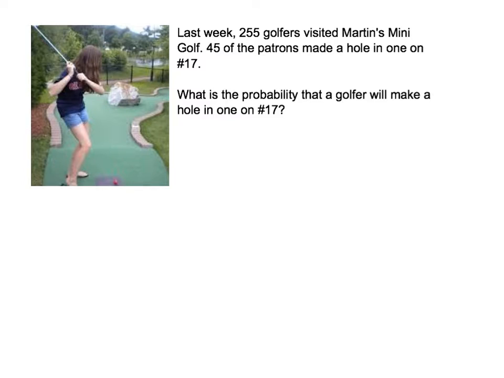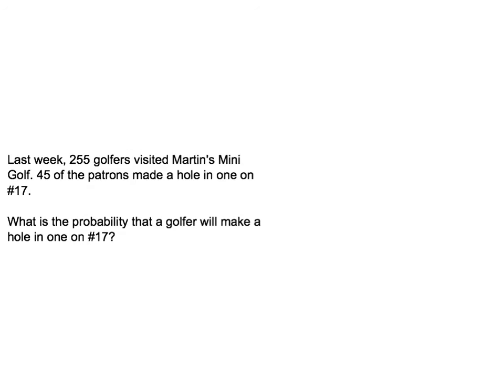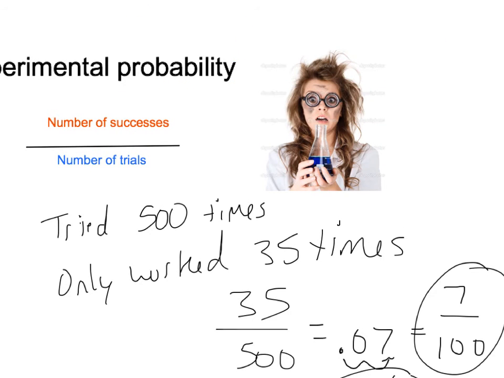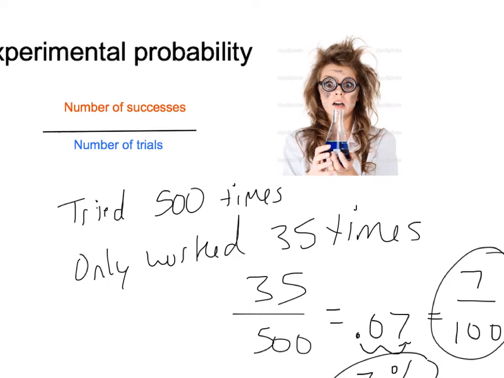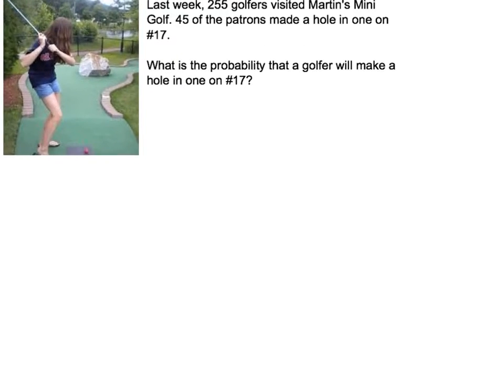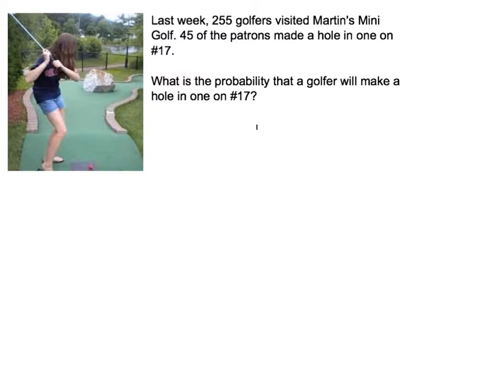17. So again, experimental probability: on top, we have the number of, what do we have up here? Successes, all right? And then on bottom, we have the number of trials. So successes: how many hole-in-ones were there? 45. How many trials? Well, in this case, it was all the people who went through on number 17, right? And it was 255 people. So 45 of those 255 got a hole-in-one.